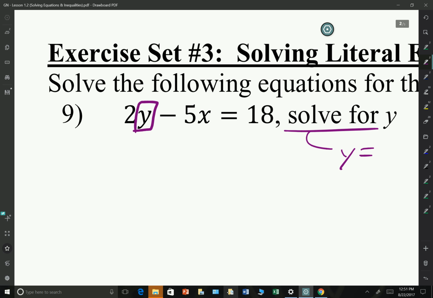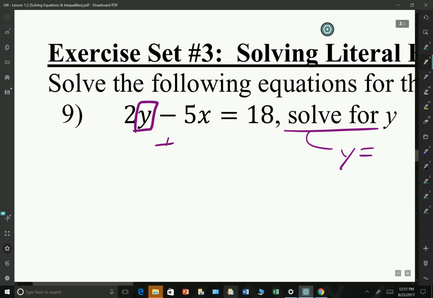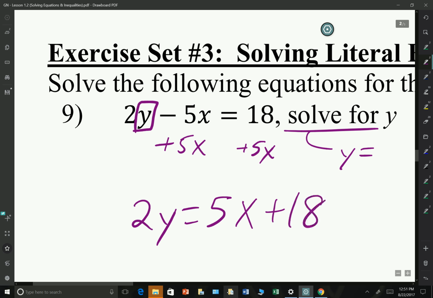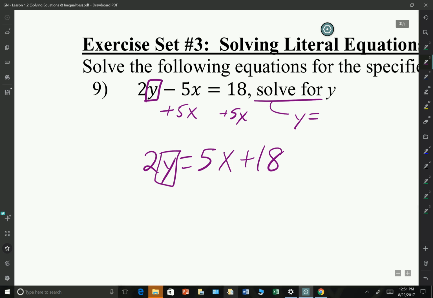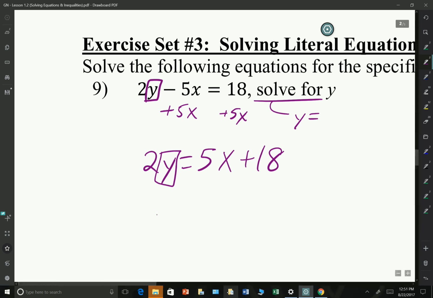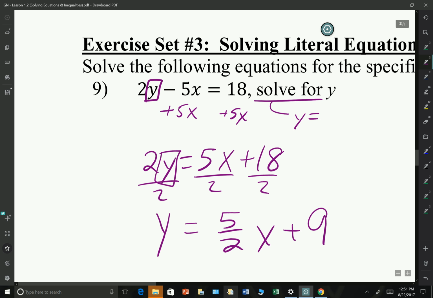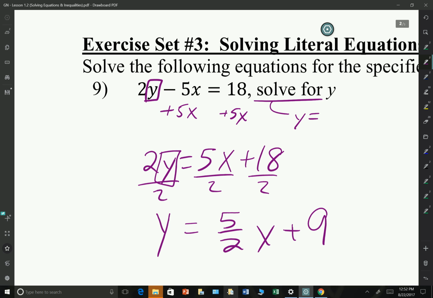Not the 2. You always get rid of any addition or subtraction first, don't you? When you're solving, you always move the constants to one side, then you take care of the coefficients. So I'm going to add the 5x. So 2y equals 5x plus 18. Now, still need to get that y by itself, so now you divide by 2. When you divide by 2, every number gets divided by 2. 5 halves x plus 9. Now it says y equals, so then you're set.